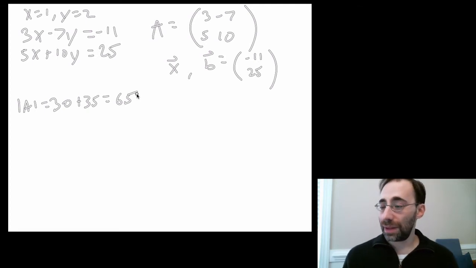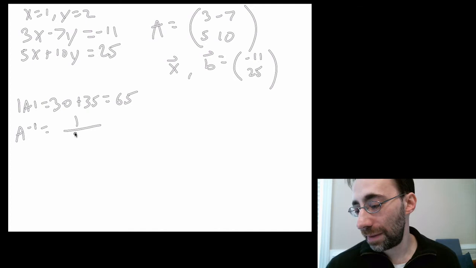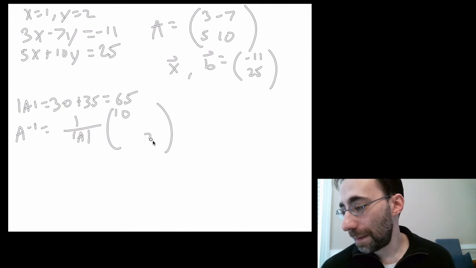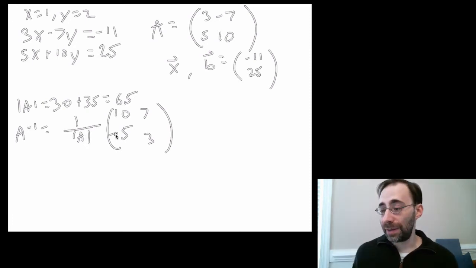That's the determinant. The inverse of A is equal to 1 over the determinant, so 1 over 65. You flip these two, and you put negatives in front of the other ones. If you don't remember how to do that, go back and check out matrix inversion in the previous lecture.